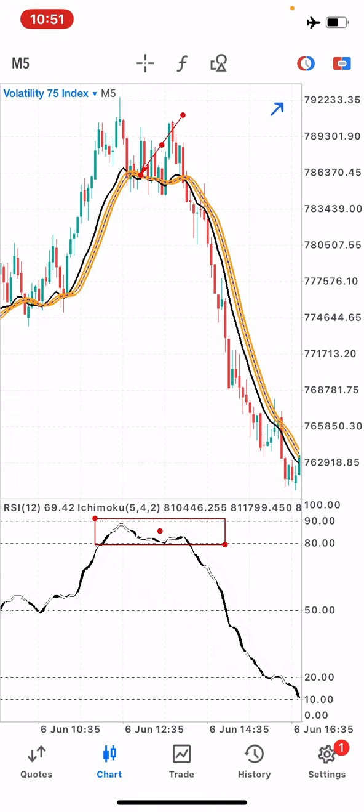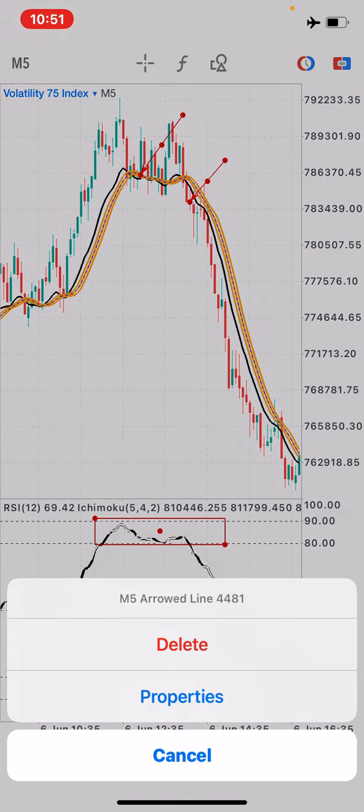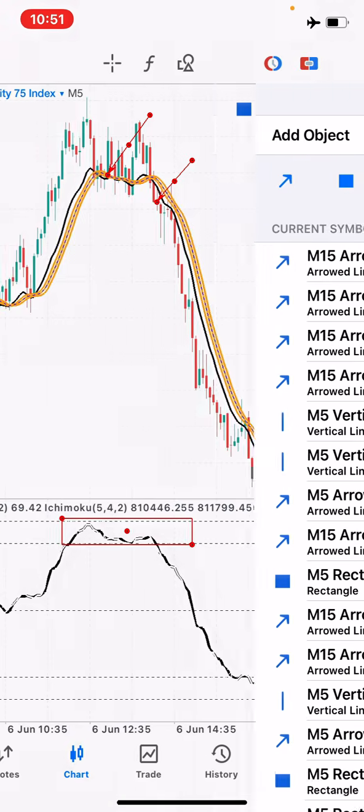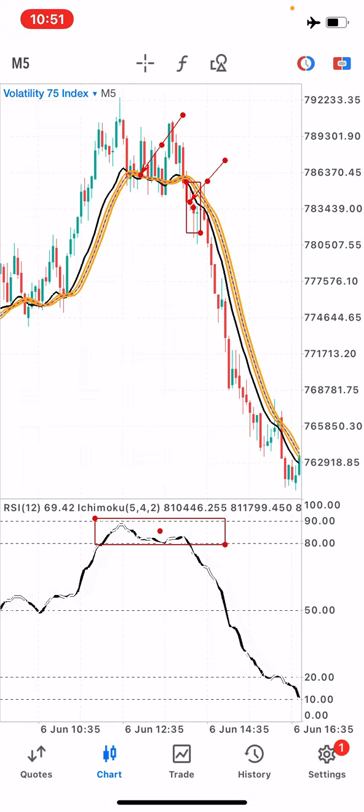It only happened right here. So the entry point would have been here. See the good part of waiting for all the conditions to be met? You don't end up dealing with those retracements, and then you're supposed to enter anywhere from this point going down.